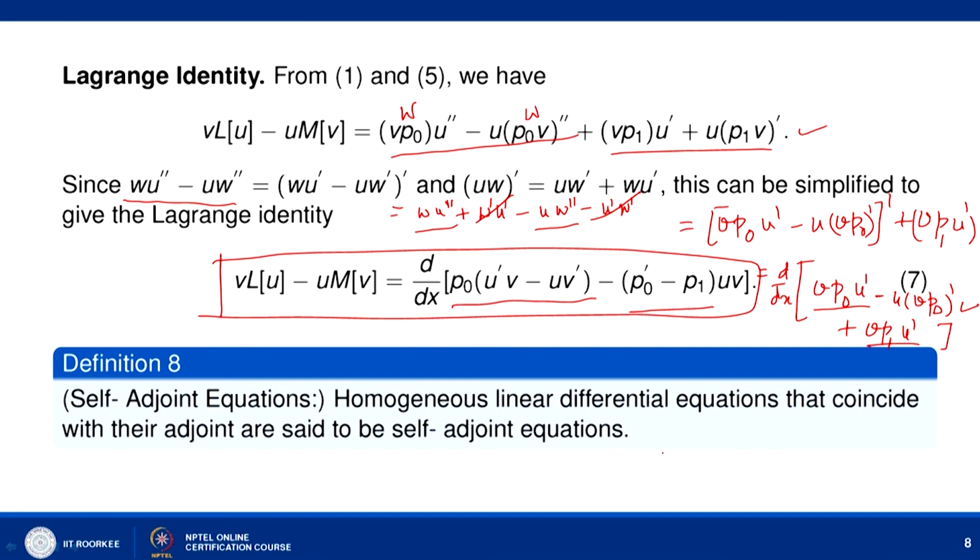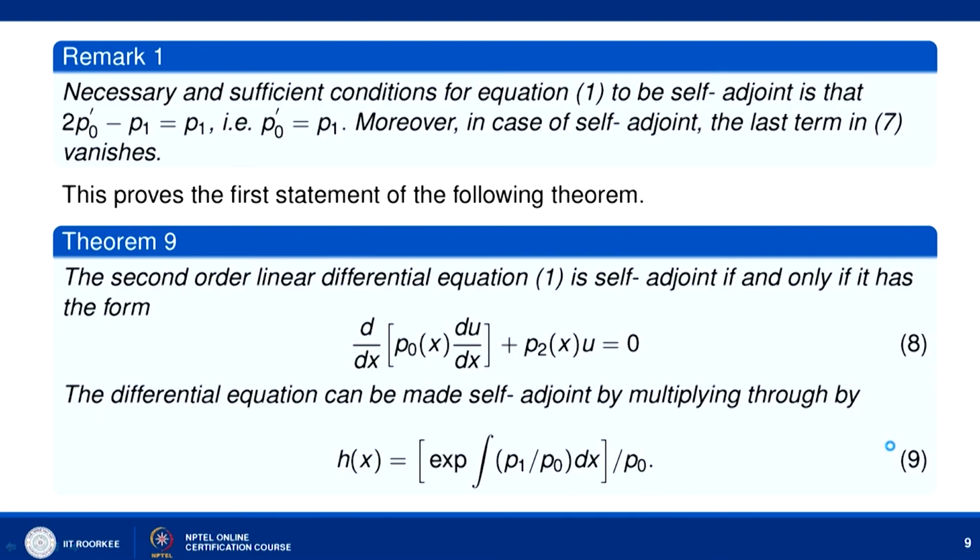It means that we have already discussed that corresponding to Lu equal to 0, we have the adjoint equation Mv equal to 0, and if your operator L is identically equal to M, then we say that our equation is in self adjoint form. So let us find out the condition under which equations are known as self adjoint equations. The necessary and sufficient condition for equation 1 to be self adjoint is that 2 p naught dash minus p1 is equal to p1. How can we identify this?